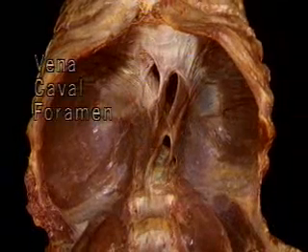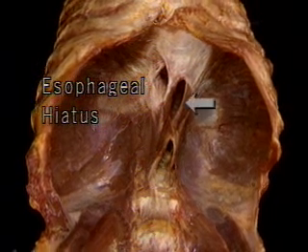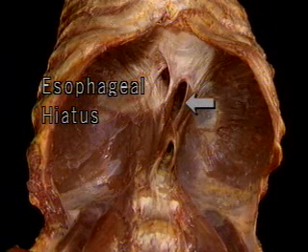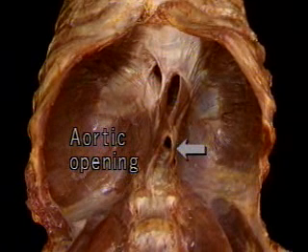Three important structures pass through the diaphragm: the esophagus and the two main blood vessels of the lower half of the body, the inferior vena cava and the descending aorta. This is the opening for the inferior vena cava, the vena caval foramen. This is the opening for the esophagus, the esophageal hiatus. This is the opening for the aorta.